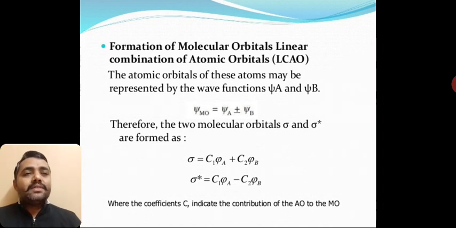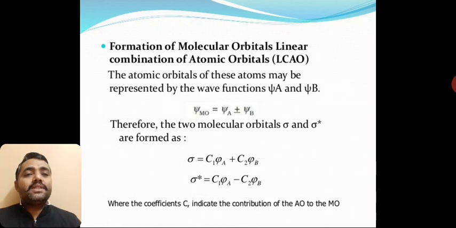If the wave function of atom A and the wave function of atom B are added or subtracted to form a molecular orbital, then one equation will be created: psi MO, where MO means molecular orbital, is equal to the wave function of atomic orbital A plus or minus the wave function of atomic orbital B. If there is a positive overlap, it forms a sigma bonding molecular orbital.